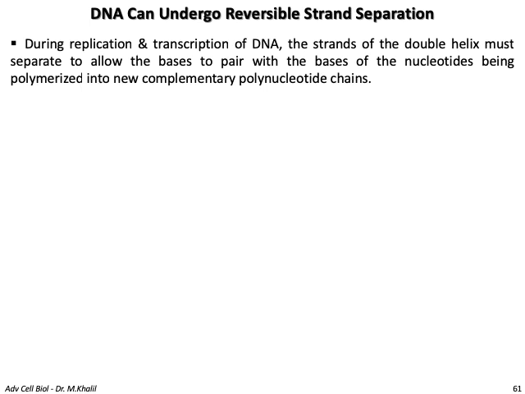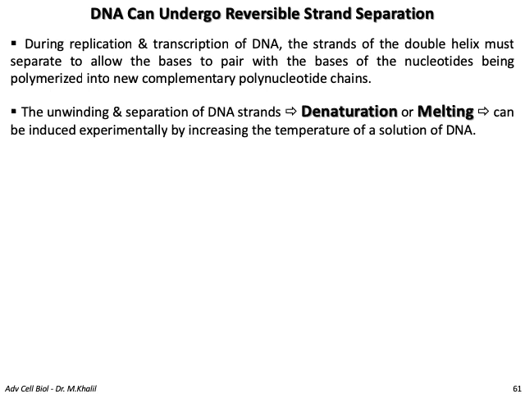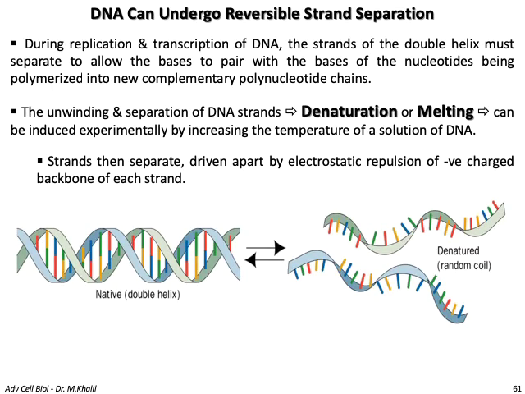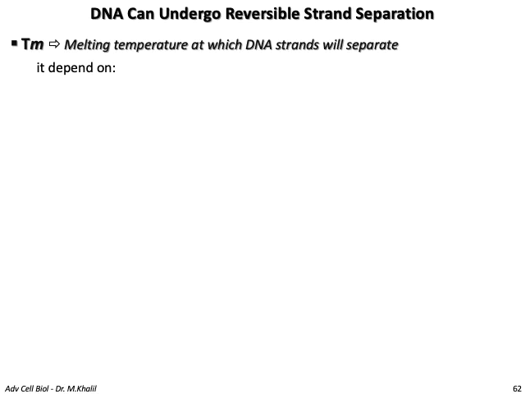DNA can undergo reversible strand separation. The main player here is temperature. During replication and transcription, the strands of the double helix must be separated to allow the bases to pair with the bases of the nucleotide being polymerized into a new complementary polynucleotide chain. This unwinding and separation of DNA is called denaturation or melting, and can be induced experimentally by increasing the temperature of a solution of DNA. If we look closely, the strands can be separated when heat is applied.